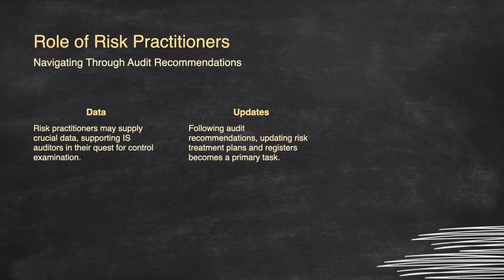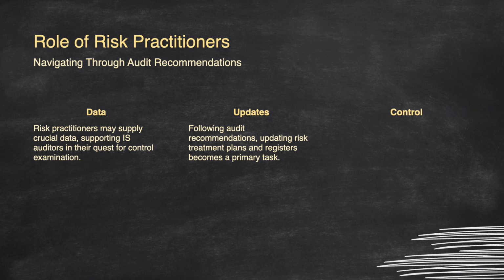Friends, they review existing plans, assessing whether they adequately address the risks identified in the audit. Then they work to update these plans, adding new controls or adjusting existing ones as needed. It is akin to fine-tuning a roadmap to include new destinations and avoid potential roadblocks. So friends, by keeping the risk treatment plan and registers up to date, organizations can better manage their risks and respond effectively to audit findings.